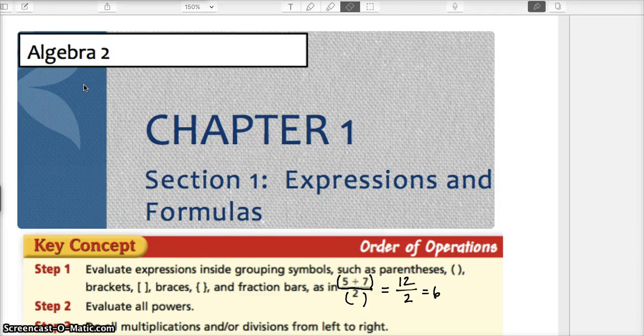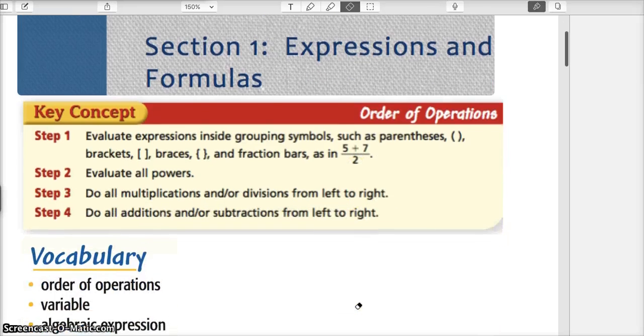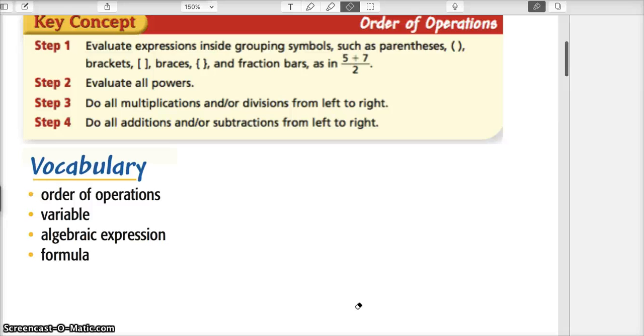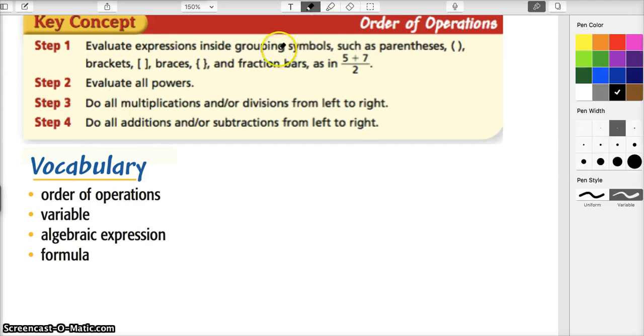We are starting here with Chapter 1, Section 1, Expressions and Formulas. So a lot of what we're going to talk about is a bit of review, and so let's just get started. So I'm going to start off by erasing some work that I was doing before we got together, and I want to talk about our vocabulary. For the most part, I like to start off a lot of videos with vocabulary so we can get an idea of what we're going to be talking about.